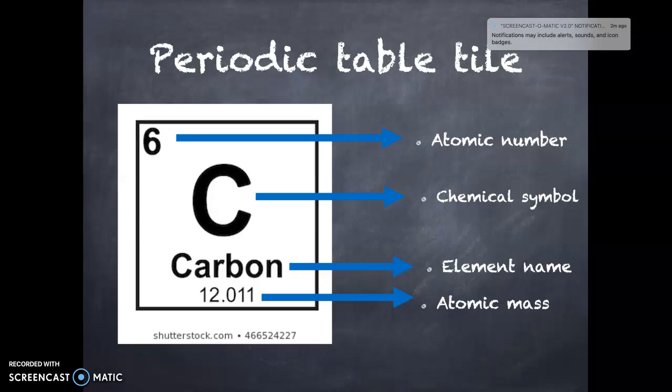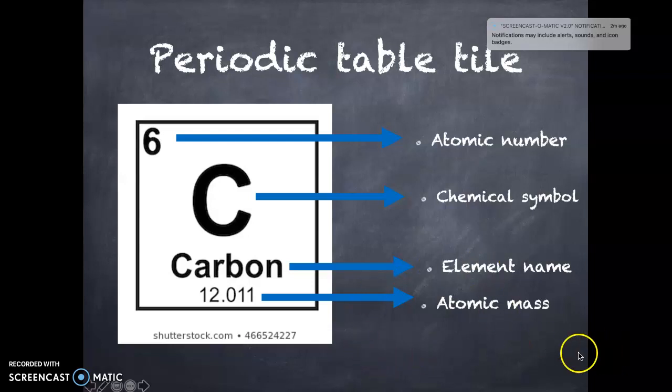So every individual atom on the periodic table has its own tile, which includes a bunch of different information that we can learn about each individual atom. Every tile contains 4 different pieces of information: the atomic number, the chemical symbol, the element name, and the atomic mass. And we're going to talk about each one of those individually.